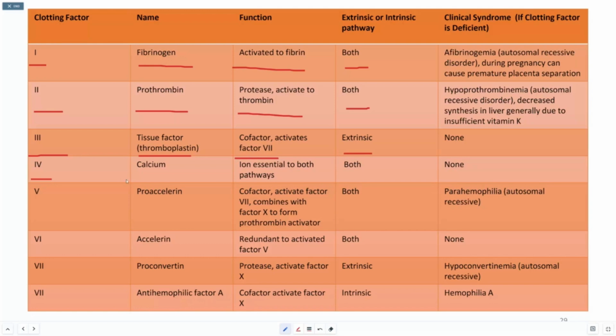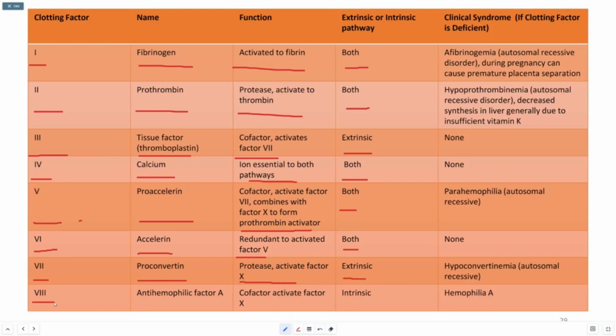Factor number 4 is calcium. It's essential in all the pathways, and it's also found in both. Factor number 5 is called proaccelerin. This is a cofactor that activates factor number 7, and also combines with factor number 10 to form prothrombin activator. And this is also found in both pathways. Factor number 6 is also known as accelerin, which is going to help activate factor number 5, and found in both pathways. Factor number 7 is called proconvertin. This is a protease that helps activate factor number 10, found only in the extrinsic pathway.